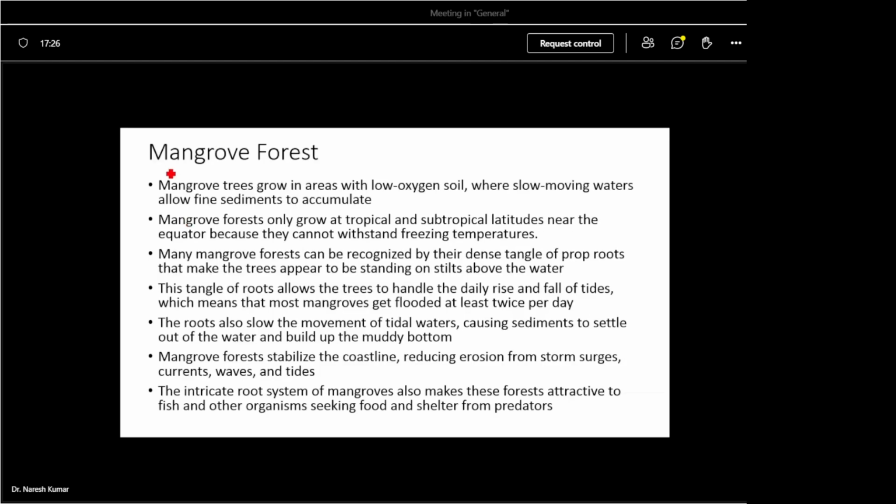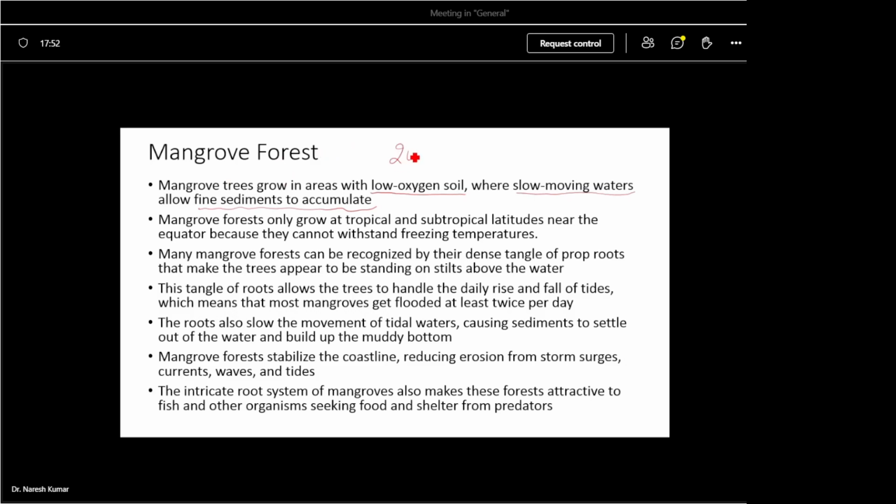Next example is the mangrove. Mangroves are very interesting vegetation. They grow in areas with low-oxygen soil and where there are slow-moving waters. They will not be able to grow on land, and they allow fine sediments to accumulate, and mangroves are a very productive ecosystem.